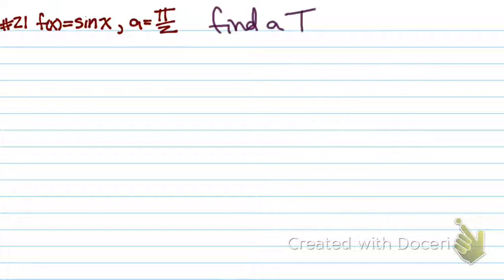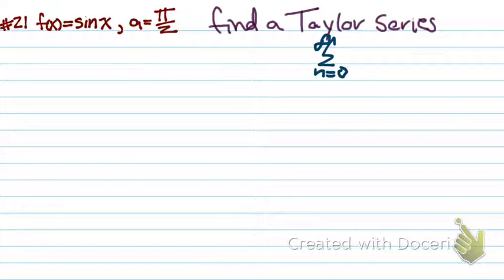Everybody, welcome. What are we talking about? We're trying to find a Taylor series for f of x equals sine x centered at a equals pi over 2. What does that look like? It's the derivatives evaluated at the center divided by n factorial, times x minus a to the n.